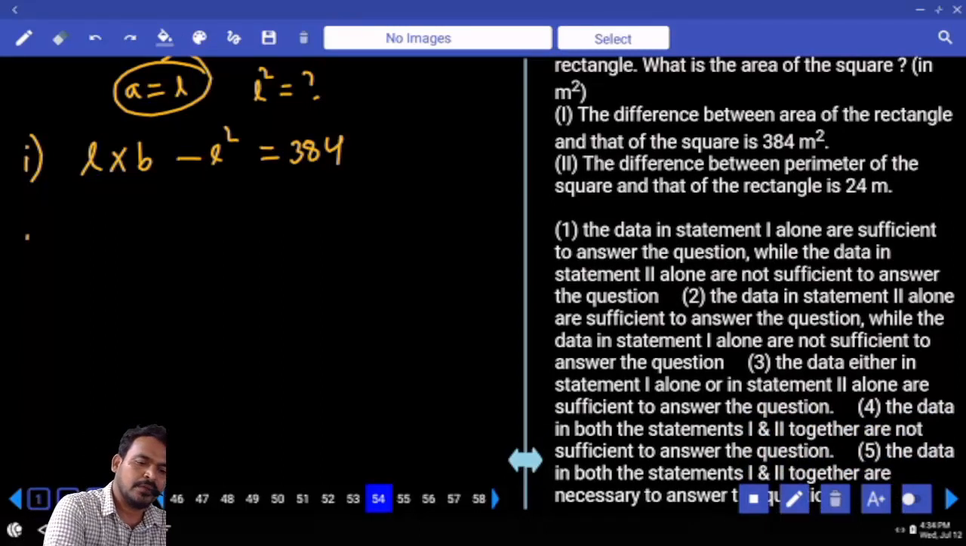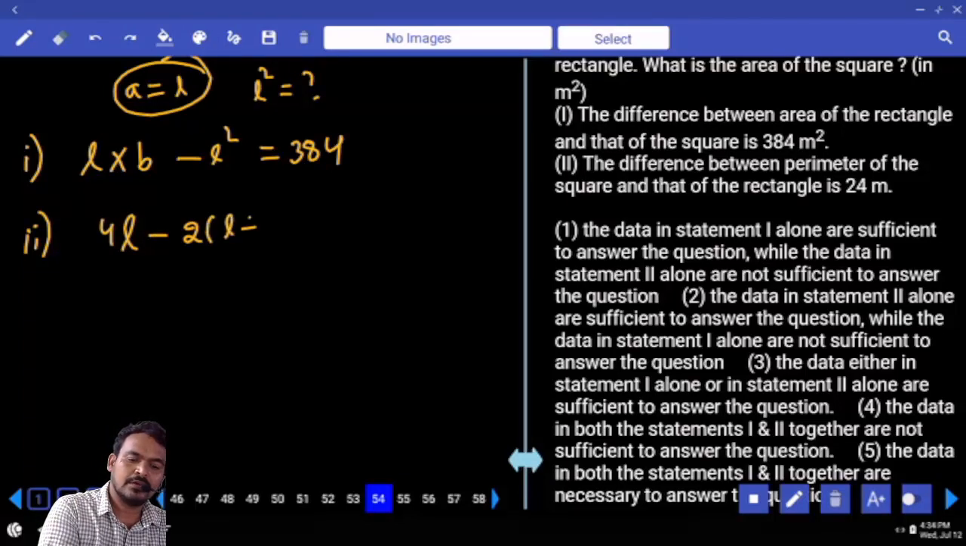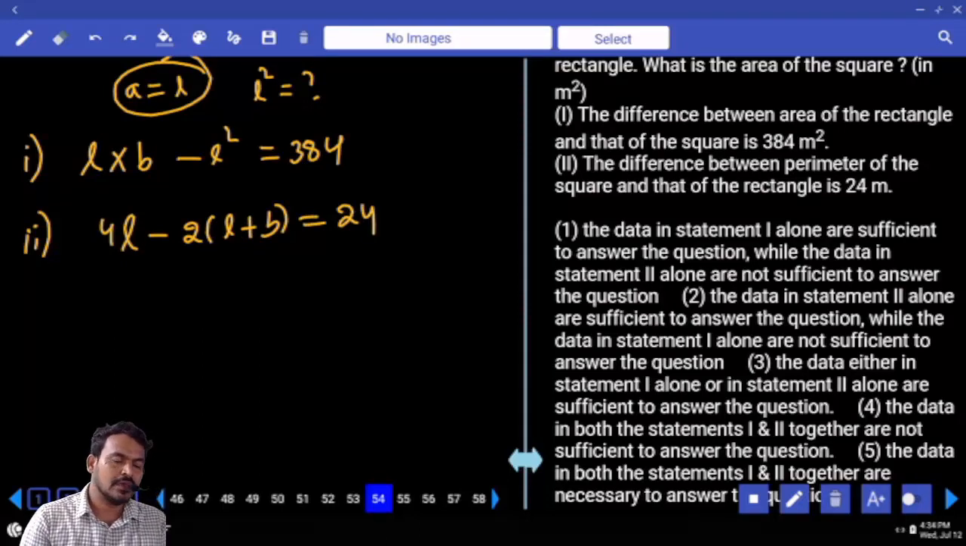In the second statement, the difference between the perimeter of a square and that of the rectangle is 24. Perimeter of a square is 4L and perimeter of a rectangle is 2 of L plus B. These two differ by 24. In the second statement also there are 2 unknowns. Is the second alone sufficient? No. Only the first alone? No.